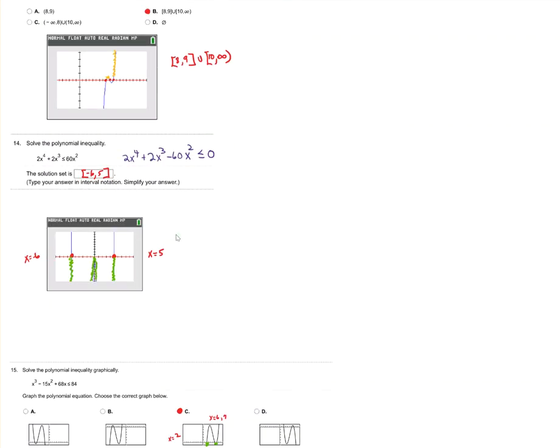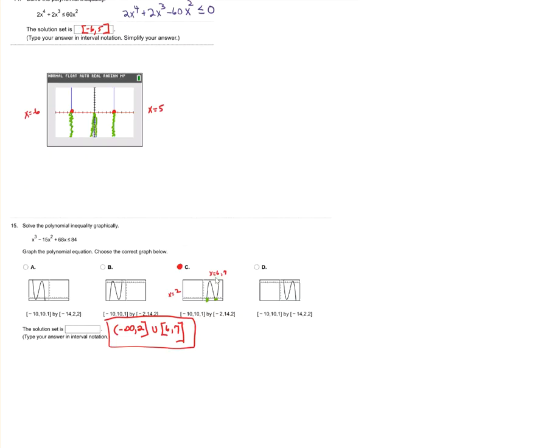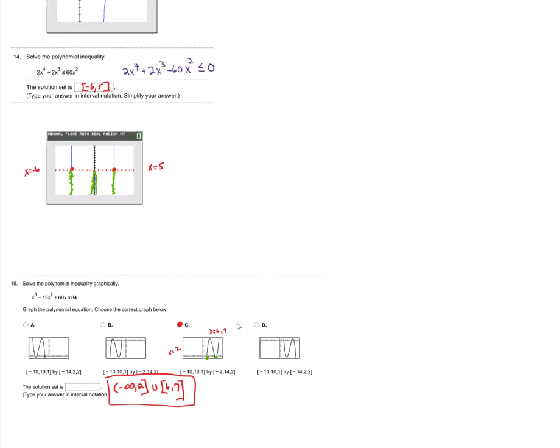All right, 14. Where is this thing? What I would do is make the 60x squared go over here, and we're finding the solution set for this. So when you graph that, where is this less than or equal to 0? Okay, this is x equals -6. This is x equals 5. It's all the way between both of those. So it's going to have brackets, -6 to 5.